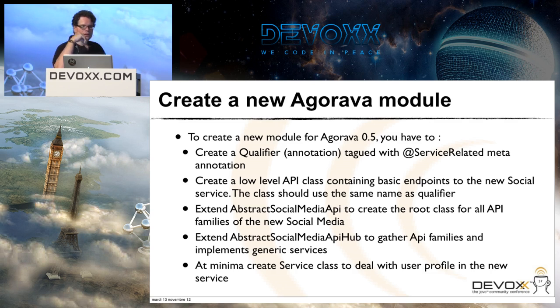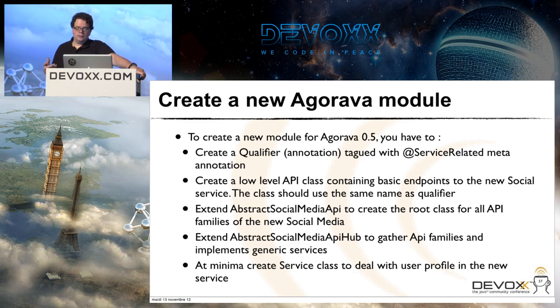You will have to create a low-level API class containing all the basic endpoints for the new social service. It's the way that JavaScript works today, and I think we will keep it when we switch to JAX-RS 2. You will have to extend the abstract social media API to create the root class for all the API families for your social service. And you have to create your social media API hub to gather the families and implement the generic services.